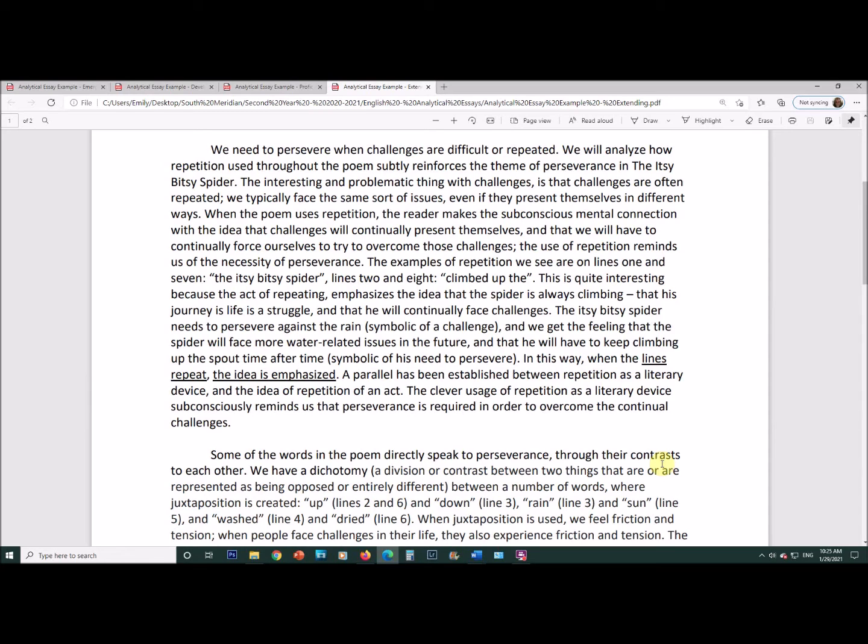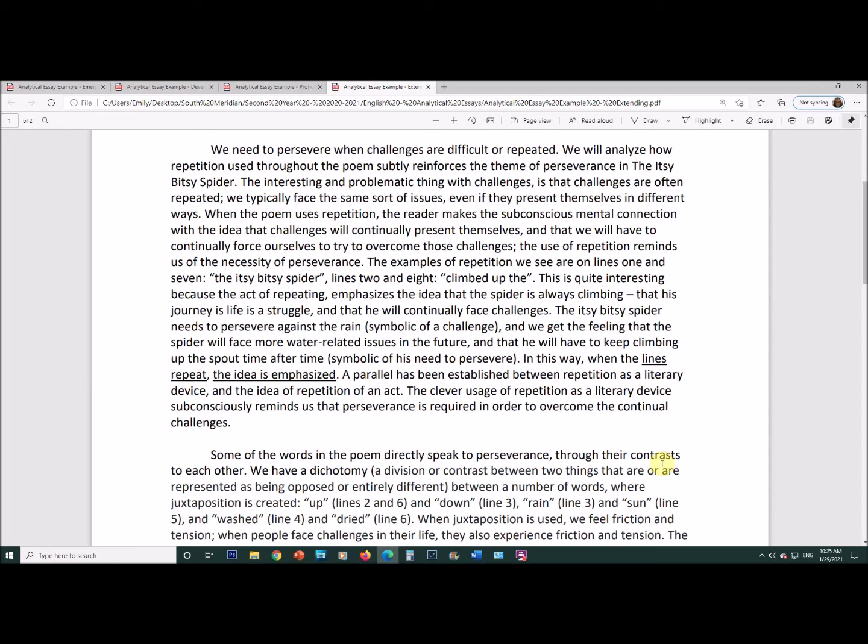The interesting and problematic thing with challenges is that challenges are often repeated. We typically face the same sort of issues, even if they present themselves in different ways. When the poem uses repetition, the reader makes the subconscious mental connection with the idea that challenges will continually present themselves and that we will have to continually force ourselves to try to overcome those challenges. The use of repetition reminds us of the necessity of perseverance.